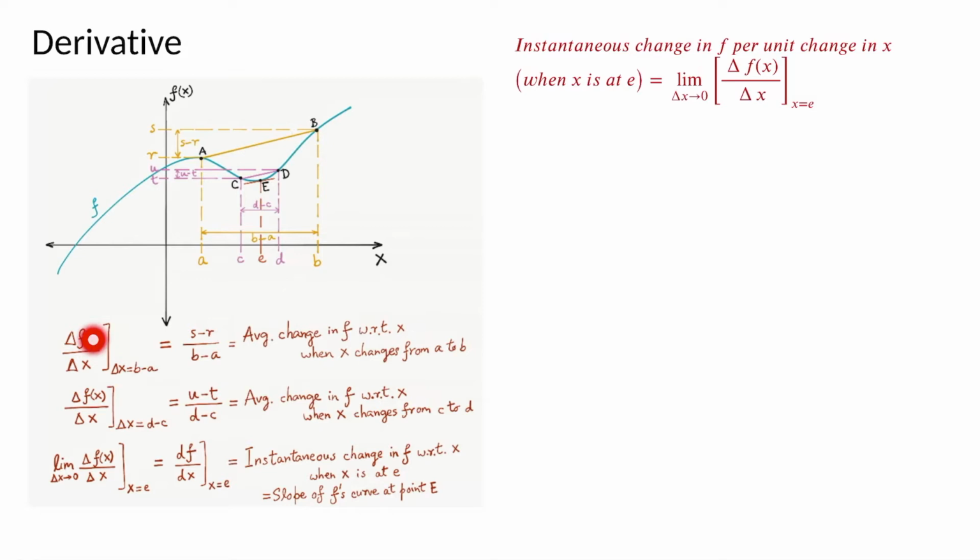So delta f is s minus r. That is the difference in the value that the function takes at point b and point a, and divide that by this increment, this delta on the x axis, which is b minus a. So this would be called the average change in the value of f with respect to x when x changes from a to b. Why average? Because b minus a is a distinct finite increment along the x axis, and we are measuring the change in the value of f per unit change in x. So in that sense, it is the average.